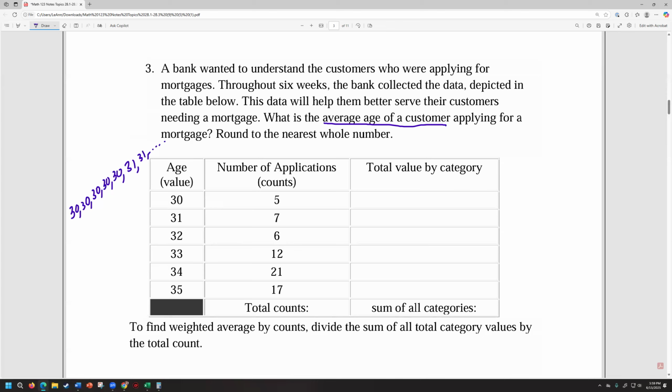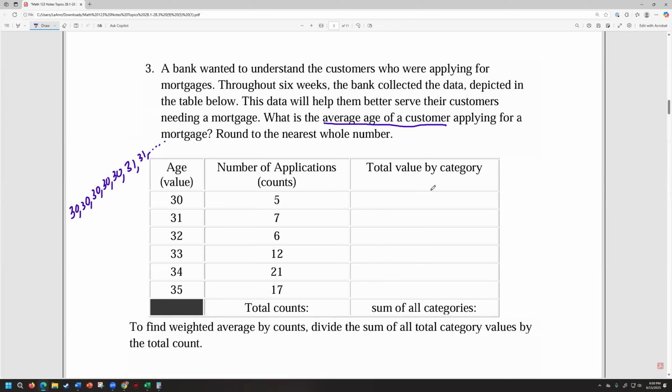That would make our list extremely big, and we don't want to try to take the average that way. So we're going to use the fact that they've already simplified the table for us. They're telling us you have 5 30-year-olds, 7 31-year-olds, 6 32-year-olds, and so on. We can use that to really quickly get the sum of all the 30-year-olds, the sum of all the 31-year-olds, and so on. So we're categorizing them by their age, what we were trying to average.